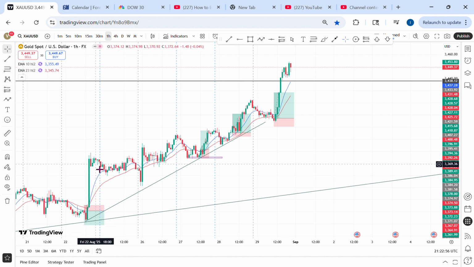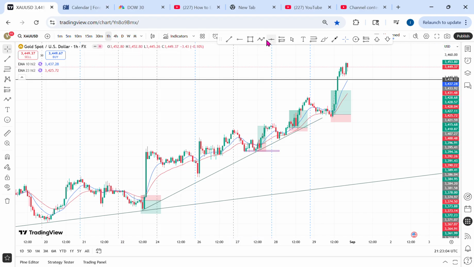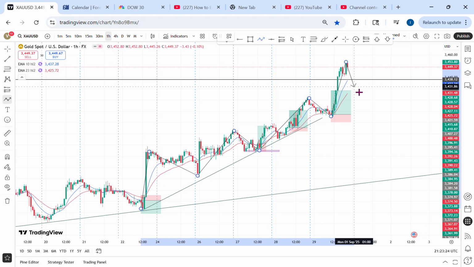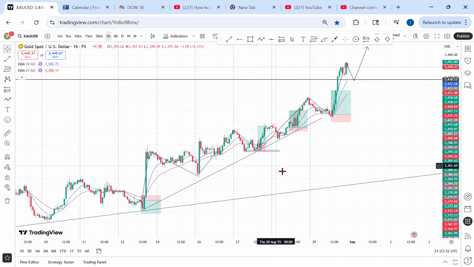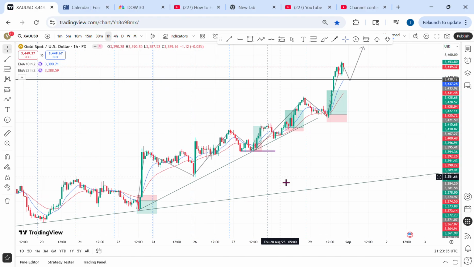You can see price keeps breaking high, creating a high and a low, creating a high and a low. This is the market structure. This is a high, this is a correction, this is a higher high, higher low, higher high, higher low, higher high. Now we are waiting for a low, which might come and retest this zone and keep pushing up. This is what we have on gold.